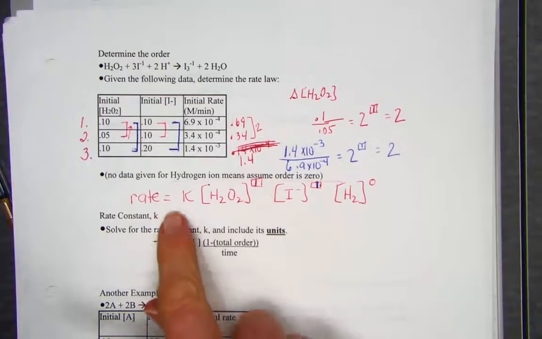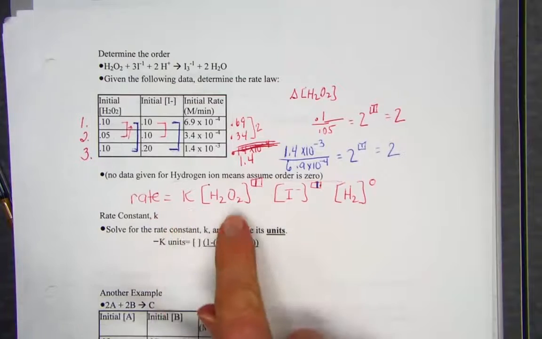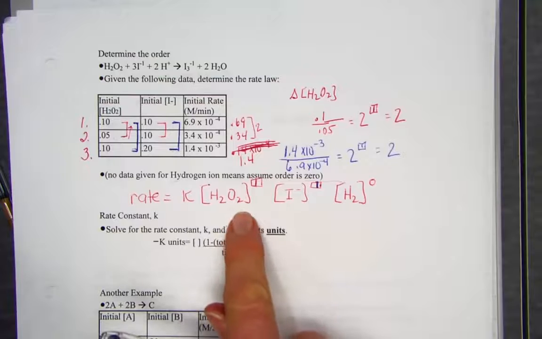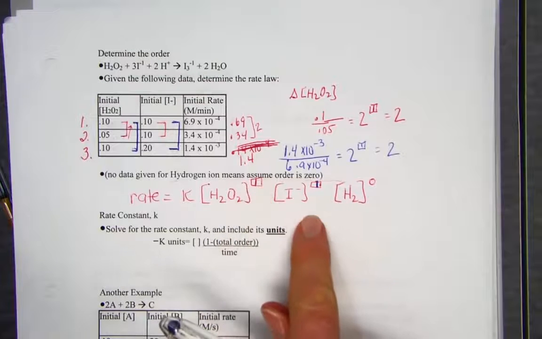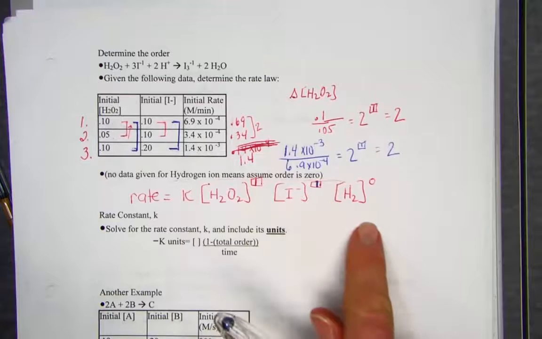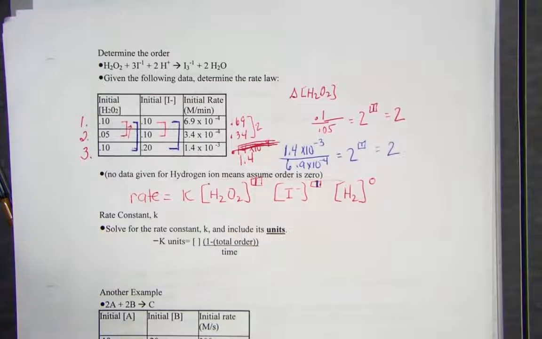We read this as rate is equal to K times the concentration of H2O2 raised to the first power. Iodide is to the first power, and hydrogen with no effect, power of 0.